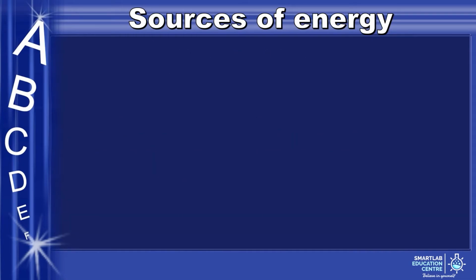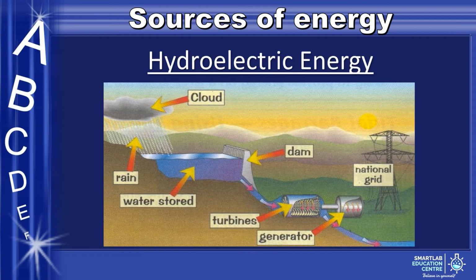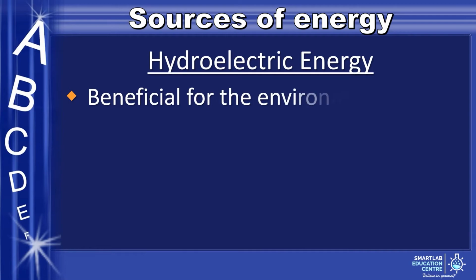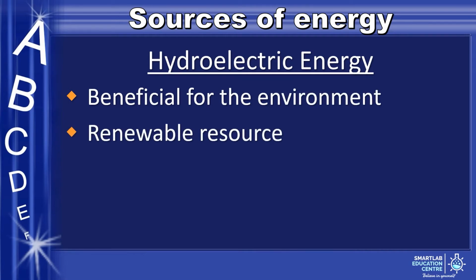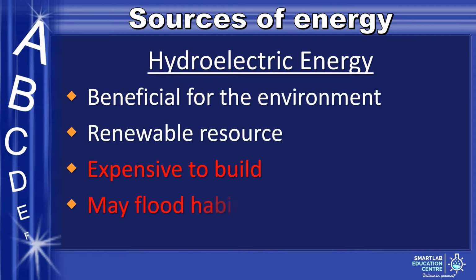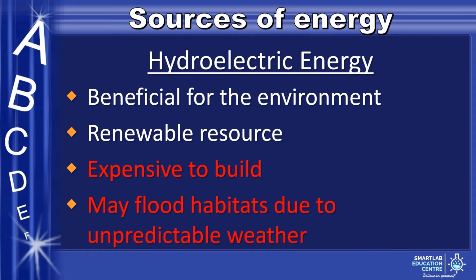Hence, we can try other sources such as hydroelectric energy, whereby it uses water from a dam or reservoir. When the water is released from a good height, it converts gravitational potential energy into kinetic energy as the flowing water turns the turbines. Despite it being beneficial for the environment and using a renewable source, they are expensive to build and may flood habitats due to unpredictable weather like rain.